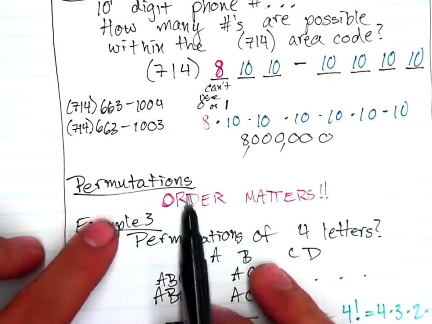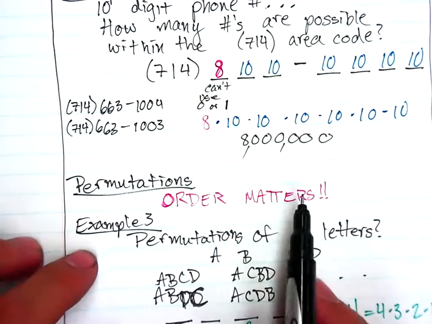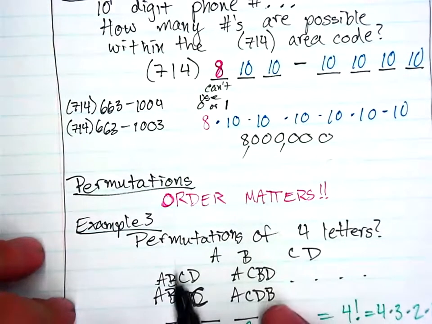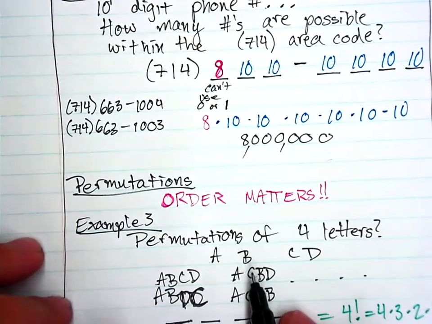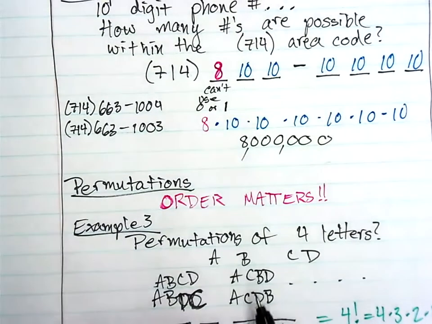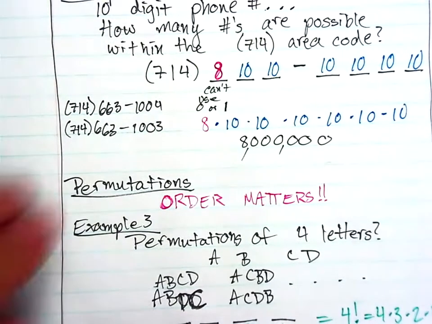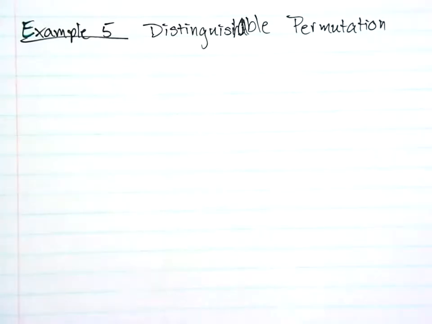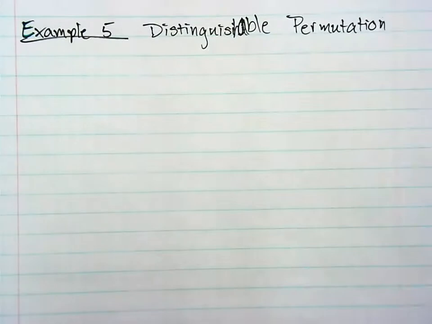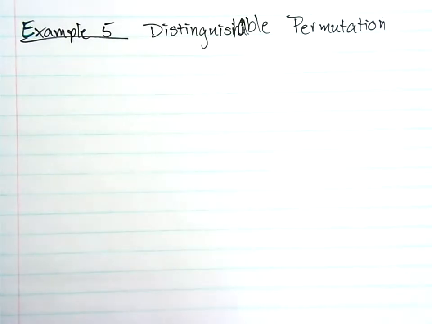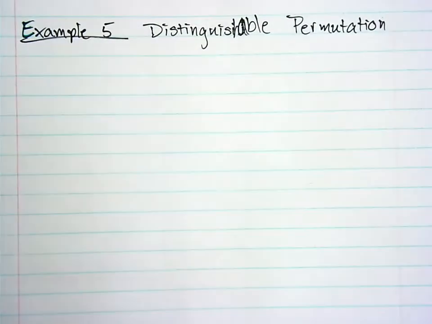And again, permutations are when the order matters. In other words, this is different from this, is different from that, is different from that. Later, we're going to see combinations has a different rule. Now, the tricky thing with permutations is that sometimes we're talking about words or just situations where things aren't so different. So we're going to look at the word banana.